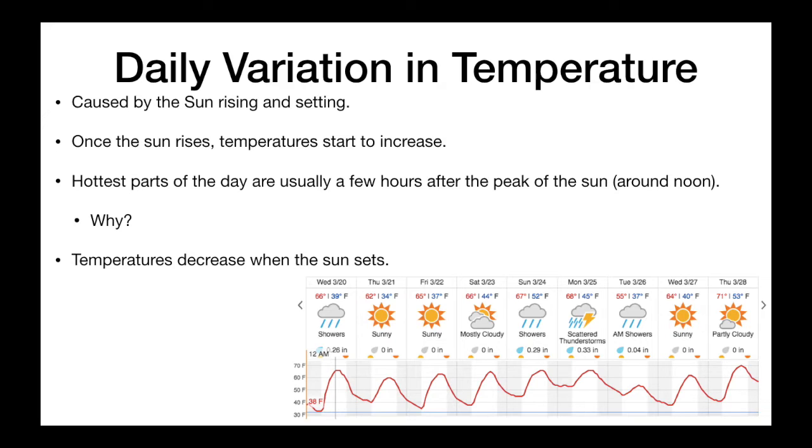Sometimes people assume that the hottest part of the day is going to be right at noon, at midday. That's actually not the case. The hottest part of the day is usually a few hours after noon, and that's because you have the sun rising, and as long as the sun is up, the air and the ground are absorbing that heat energy. You don't just stop absorbing energy at noon. The sun is still up, the air is still absorbing energy, so it's just going to get hotter until the sun sets. And then the temperature will decrease.